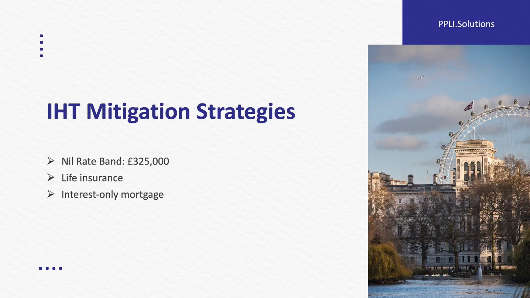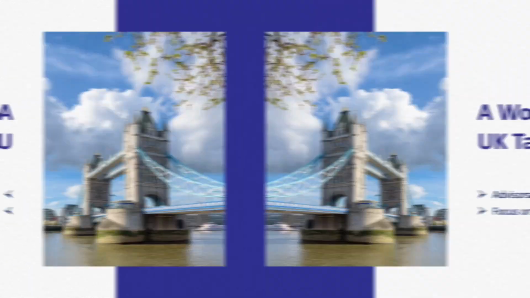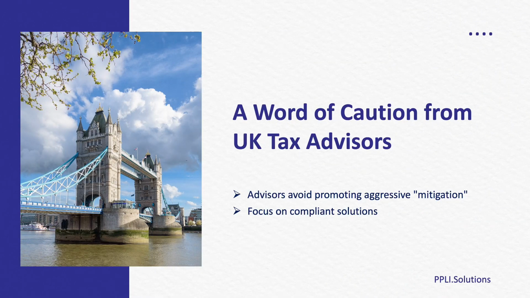However, HMRC may scrutinize refinancing. Again, owning the property through a company might remove the IHT liability, but remember, ATED comes into play. It's a trade-off, and you need to calculate whether the annual ATED is more or less advantageous than a potential future IHT bill. Be cautious, as HMRC may investigate company structures that appear to be set up solely to avoid taxes.